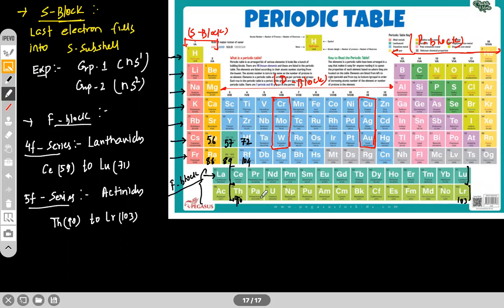Otherwise, if you look at the atomic numbers here, hydrogen is 1, helium is 2, 3, 4, 5, 6, 7, 8, 9, 10.